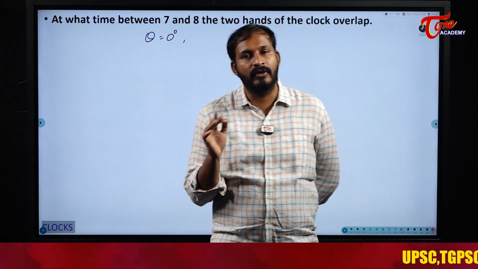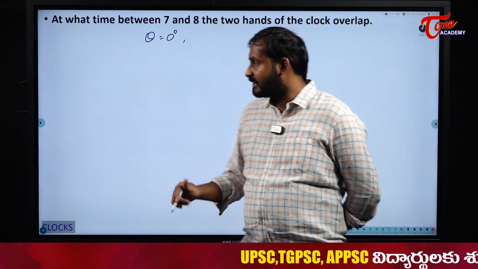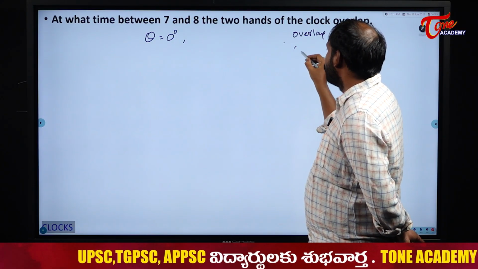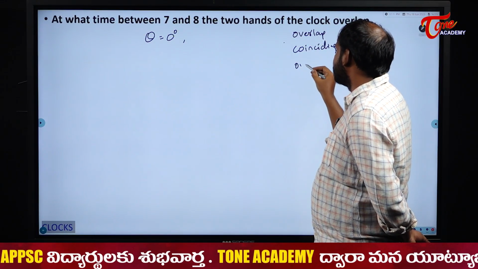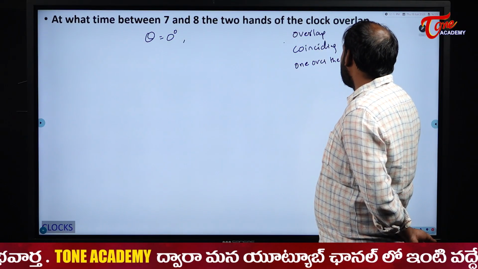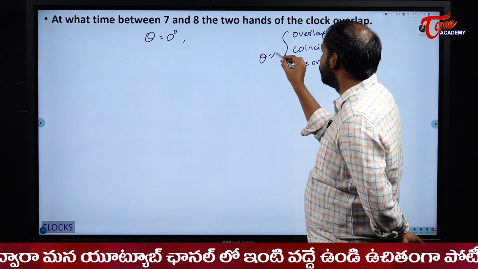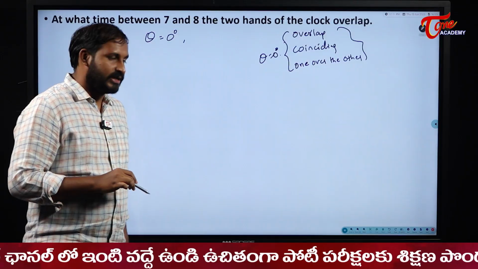See, overlap, coinciding, or one over the other. These are the terms. Please observe. Overlap, coinciding, one over the other. All give us the same meaning. In all these three cases, theta is equal to 0 degrees.